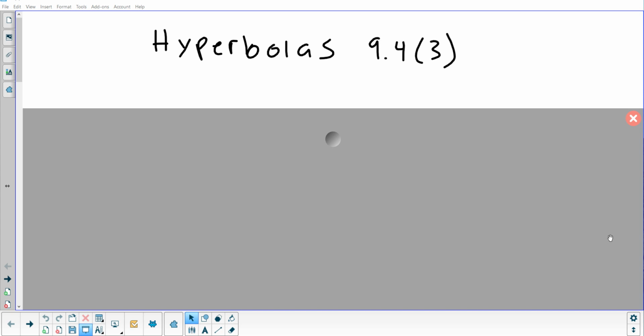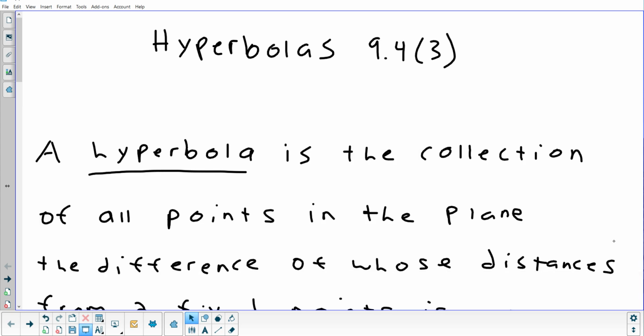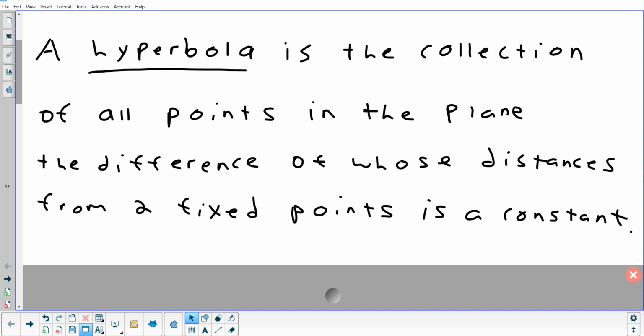But it's on hyperbolas. So when we start out with a conic section, I always give you the definition, and then I show you a picture. Well, the difference in the definition of an ellipse and a hyperbola is one word. That's it. Change one word, and you have a different definition. For an ellipse, you measure the distance to two fixed points, added them, and it came out to a constant. With a hyperbola, we're going to measure the distance to two fixed points and subtract them.